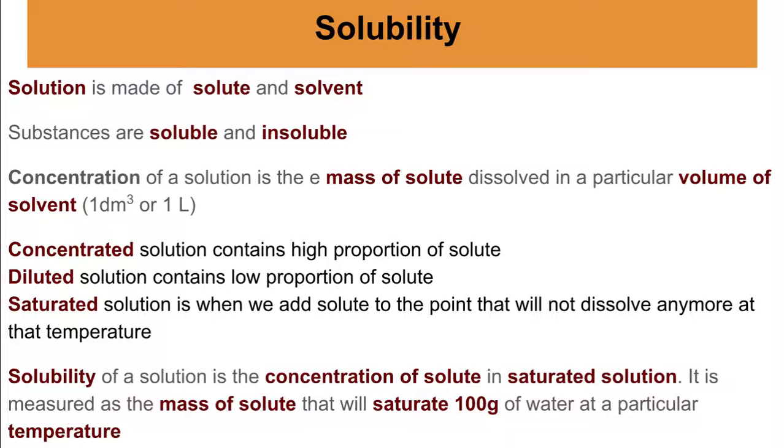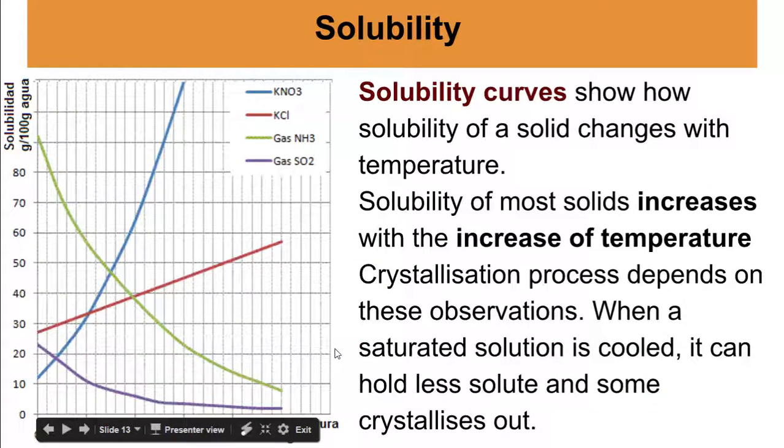Solubility of a solution is the concentration of solute in a saturated solution. It is measured as the mass of solute that will saturate 100 grams of water at a particular temperature. So at a certain temperature, we have 100 grams of water, and we add the solute, mix it and dissolve it, and add more to the point where the solute is not going to dissolve anymore. That describes the solubility of the solution, the concentration of solute.